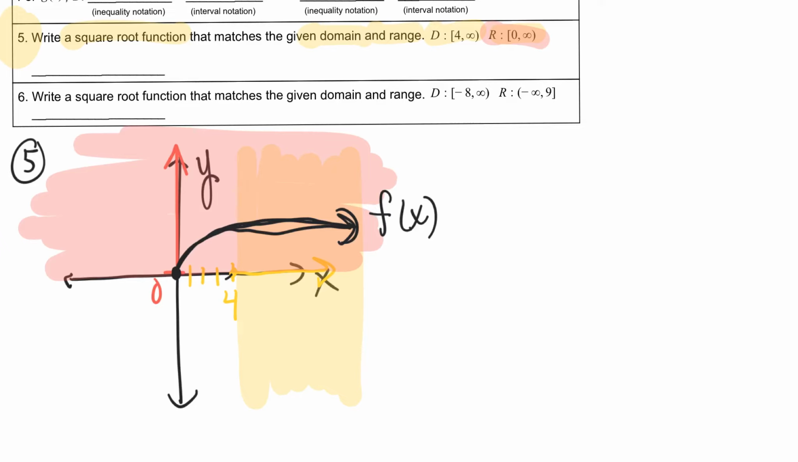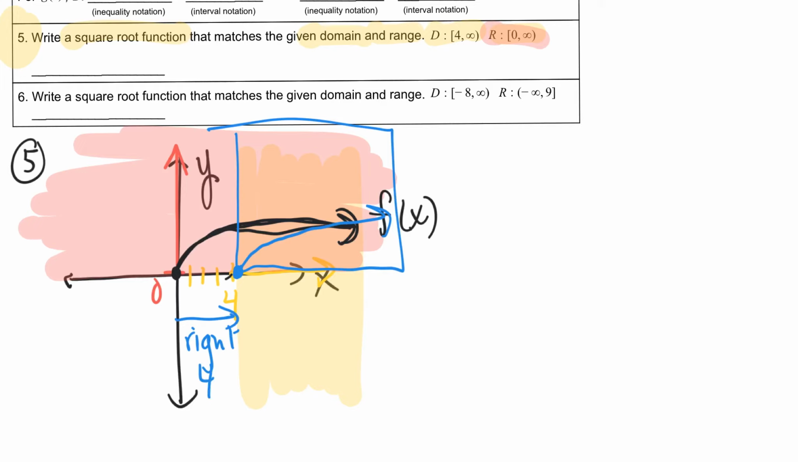And so let's do that one in blue. If I move it to the right 4 units, then I have something that looks like this. And if I look at that blue graph, it is right exactly where that red and yellow overlap is. So this is a graph that works. So like I mentioned, it moved to the right 4. And there's nothing else happening.